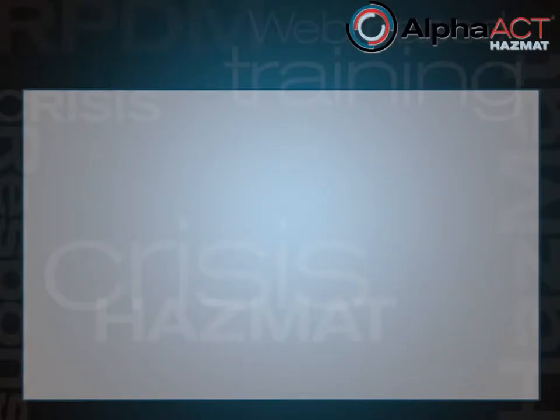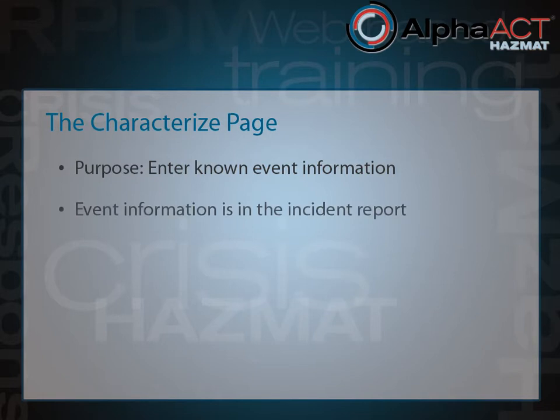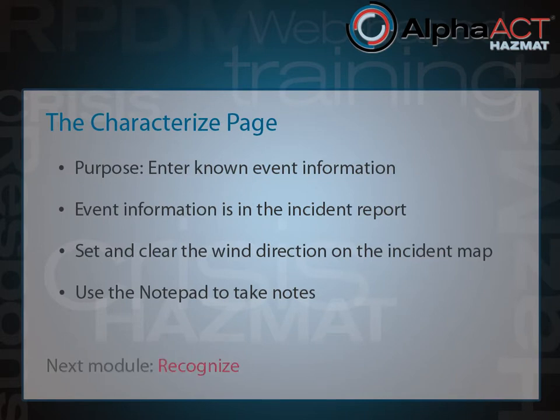That completes our review of the Characterize page. As a quick recap, the purpose of the Characterize page is to help you enter information about known event conditions. In the virtual world of AlphaACT HAZMAT, you'll find that information in the incident report. You can set and clear the wind direction on the incident map. And you can use the notepad to take notes as you work the scenario. In the next module, we'll learn about the second step of the decision process, Recognize.